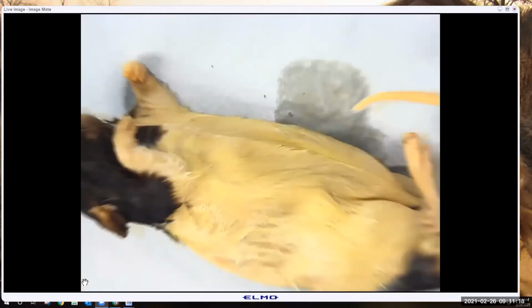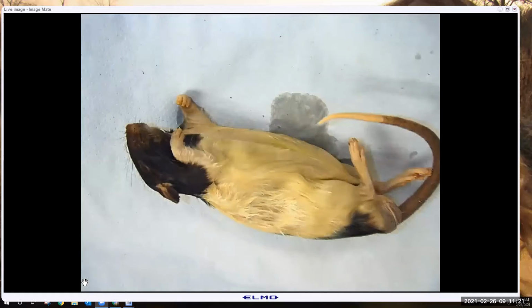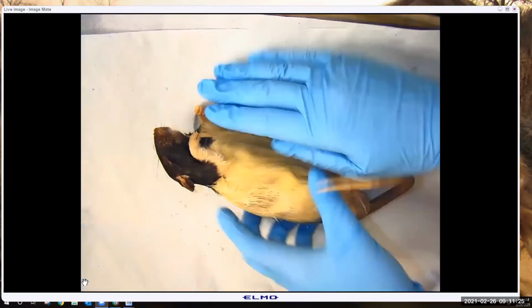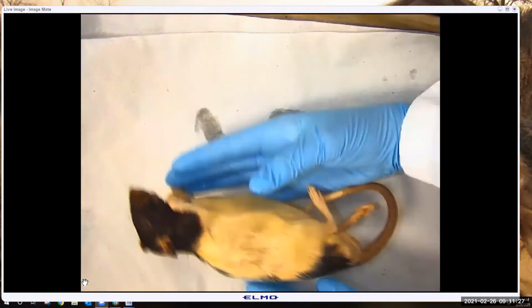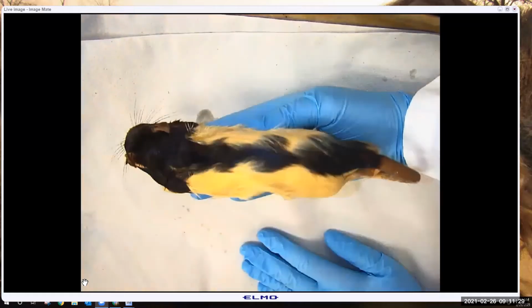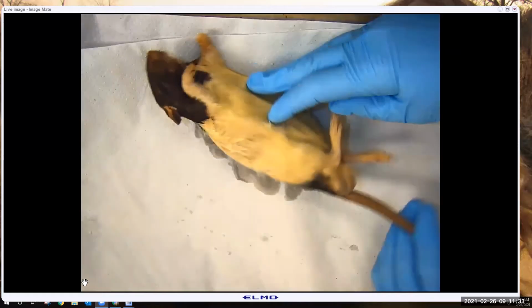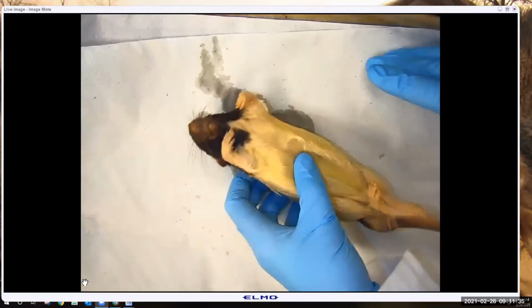Oh, I've got to zoom out because he's a big rat. He's gross. I'm not a fan of rodents in general, but here's the rat. You can see how big he is based on my hand. It's a big boy. He's a boy, I can see he has testes there by his tail. But that's our rat right there.